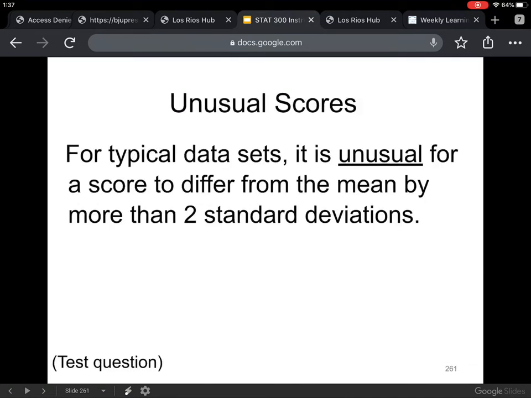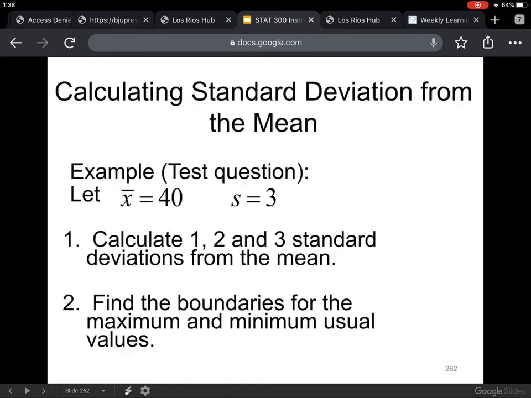Okay. Unusual scores. Please note that this could be a test question. I can ask it different ways, but it says here for typical data sets, it is unusual for a score to differ from the mean by more than 2 standard deviations. Okay, so that's a boundary for unusual scores, 2 standard deviations or more.